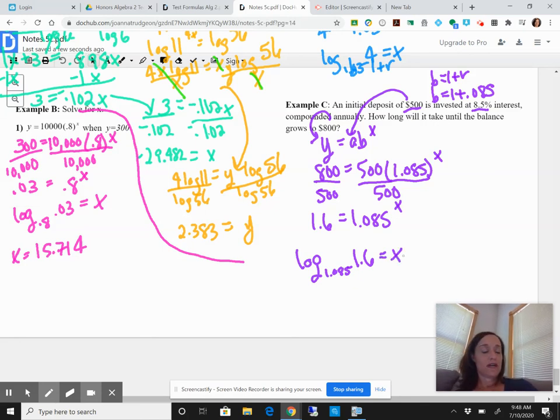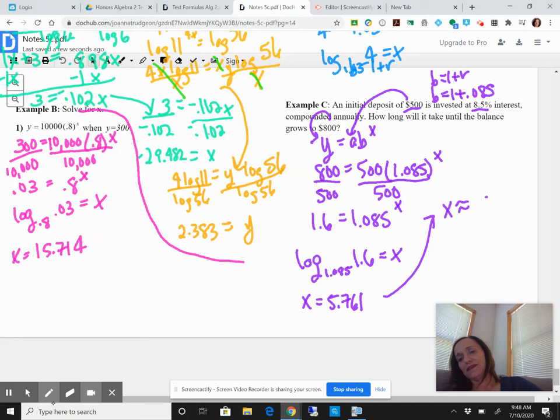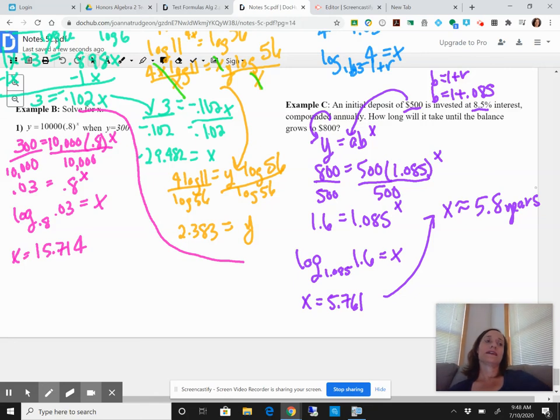Type this into my calculator, and I find out x equals 5.761, which, if you're going to tell somebody, hey, when's your money going to be worth 800? Approximately 5.8 years. 0.8 of a year is, I don't know, almost 10 months or something like that, right? 5 years, 10 months, almost 6 years, would be a good answer there.